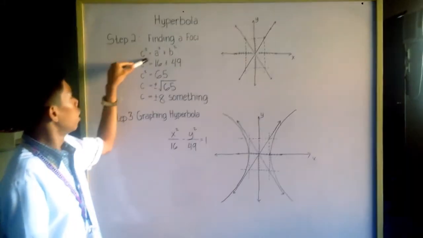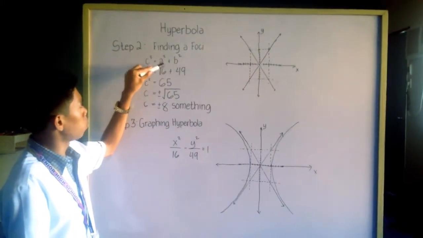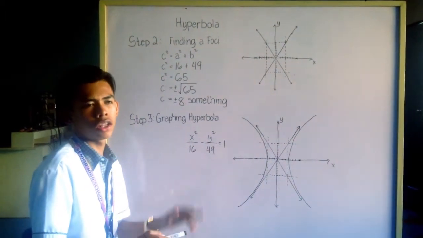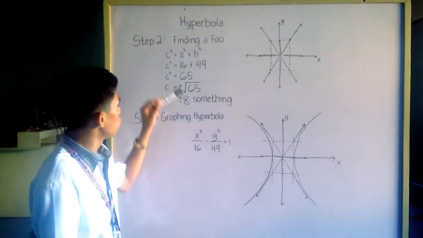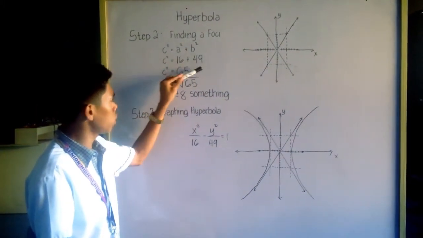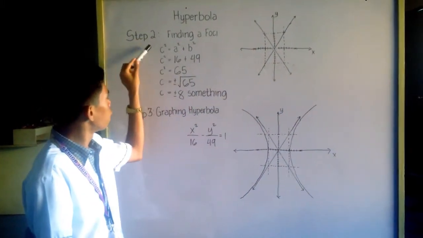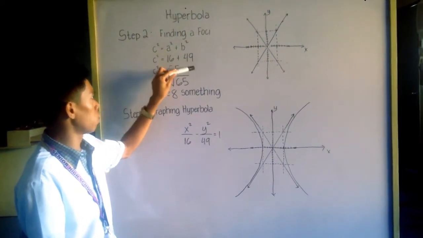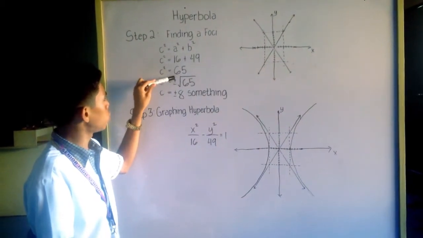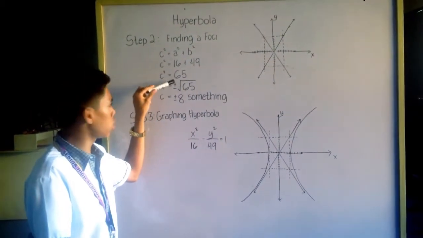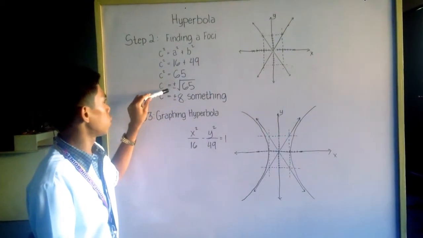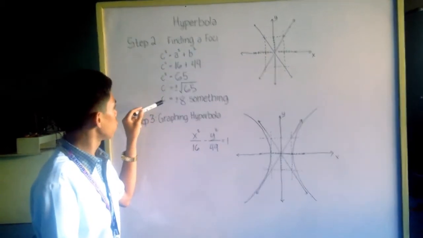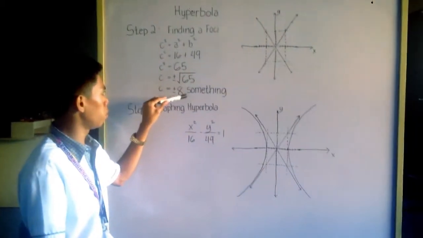Now in step number 2, we will find the value of our c using this formula: c squared is equal to a squared plus b squared. Since in step number 1 we already found the value of a and the value of b, we will only substitute them into our formula. So c squared is equal to 16 plus 49, which gives us c squared is equal to 65. Taking the square root, c is equal to plus and minus square root of 65, or simply, c is equal to plus and minus 8 point something.